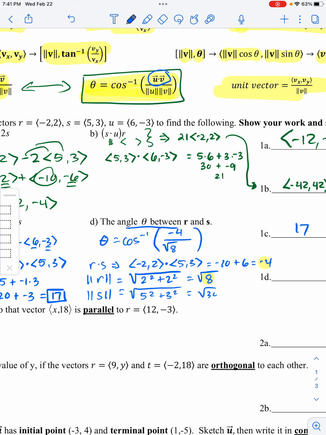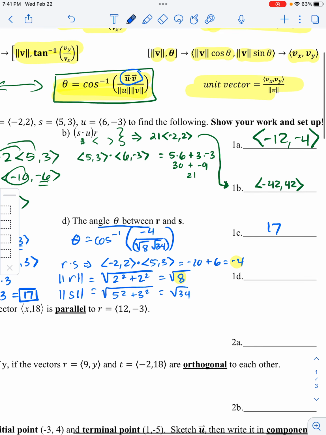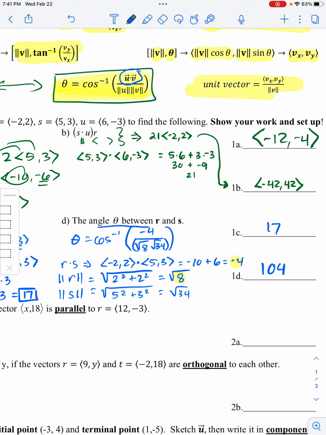So I'm going to have root 34. And again, it's important that you know how to enter all of this into your calculator to kick out the right thing. Also important to be in degree mode. So inverse cosine of -4 divided by, and then in parentheses, the square root of 8 times the square root of 34. And then make sure you're closing out all the parentheses you opened. If you do that properly, you should get about 104 degrees.